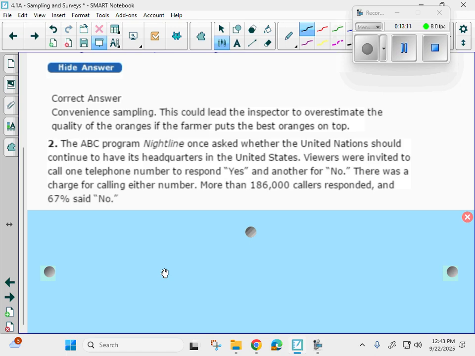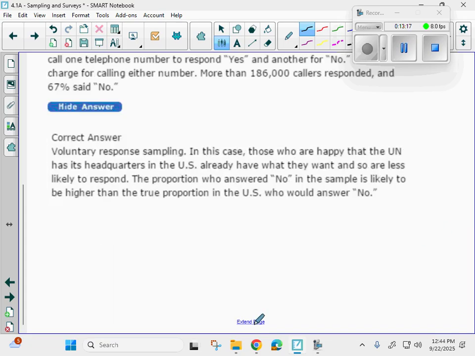And do you think it's an over or an underestimate? It is typically an overestimate on these because they called in, so it's likely to be higher than the truth, right? If they called in, they cared enough to call in and press a button. Everyone else that did not care did not call in. So typically those are overestimates, okay? All right, how to sample well.